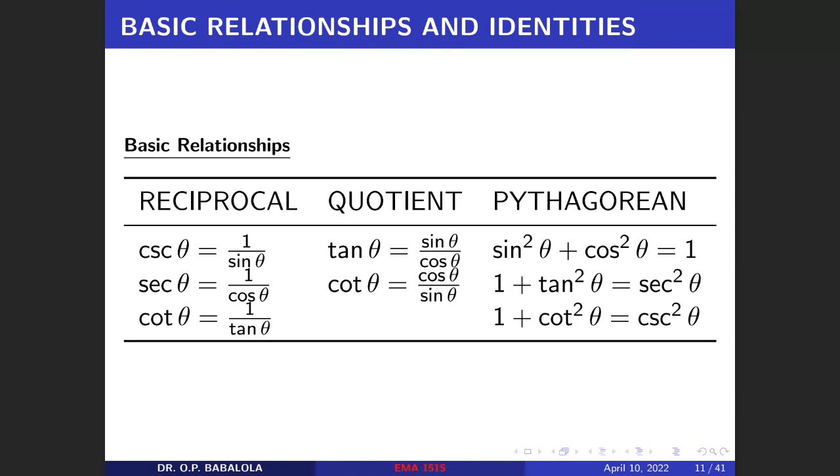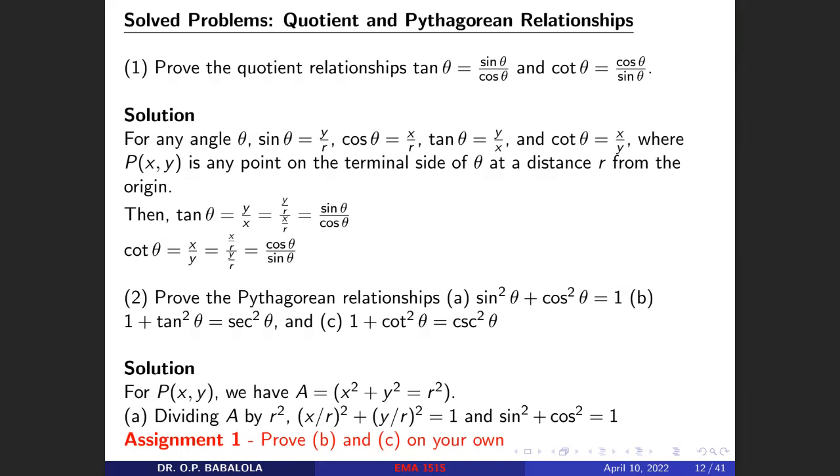These are constant equations that you will be using in simplifying, in finding the size of a triangle, finding a missing angle in a triangle, and all of that. I think you remember that. It's just to recollect. Now, we want to solve problems using these relationships. Let's look at quotient and Pythagorean relationships. Sometimes you may be told to prove, okay?